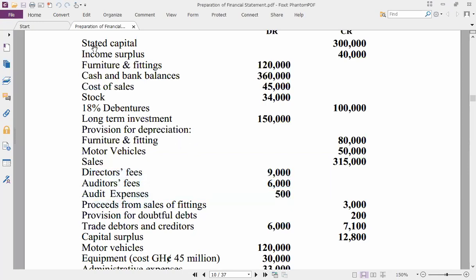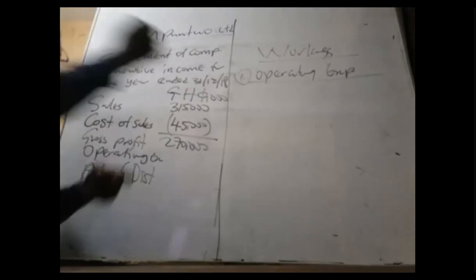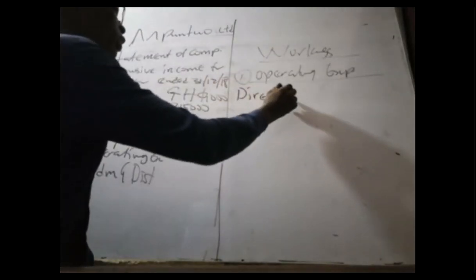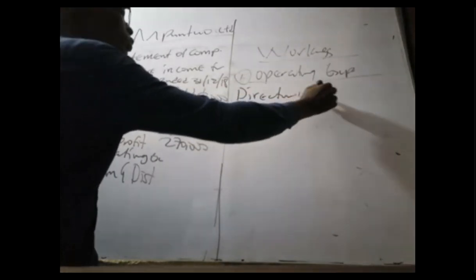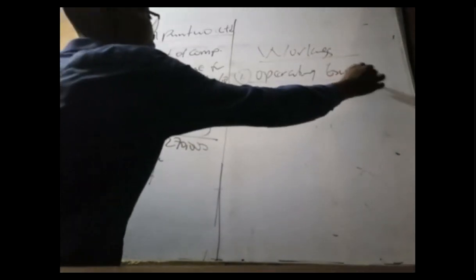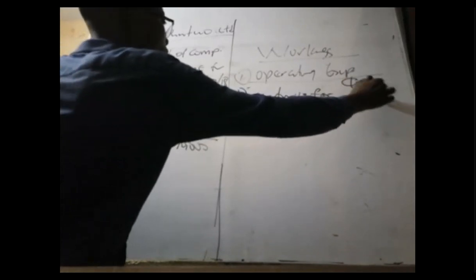So it's come through. Total capital, no. Income source, no. Furniture, no. Cash, no. Cost of sales, no. Stock, no. Debenture, no. Long-term investment, no. Provision for depreciation, no. Furniture, no. Motor, no. Sales, no. Director's fee, so let's go. Director's fee. Director's fee is what? 9,000. Don't forget your currency. Director's fee is 9,000.